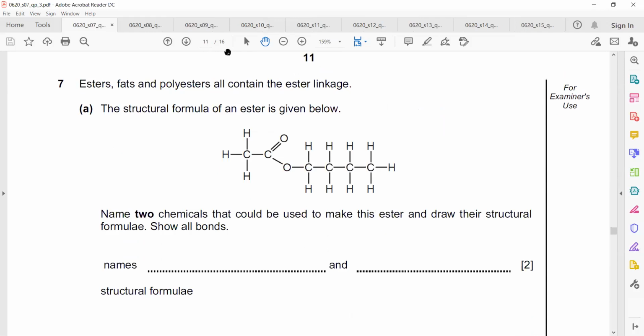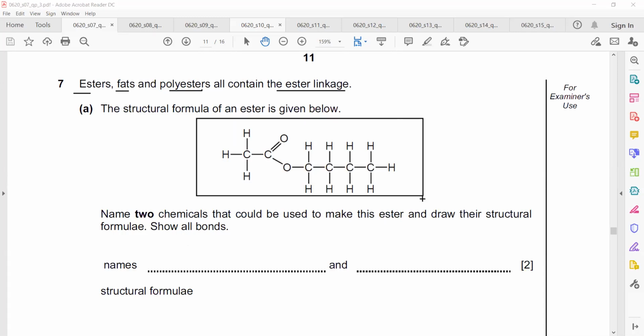Another question: esters, fats and polyesters all contain ester linkage. The term ester linkage means C double bonded with O and O. The structural formula of an ester is given below. Name two chemicals that could be used to make this ester and draw their structure. But first thing, what is the name of this ester? What is the name of this compound? This is an ester, but what is the name of this ester?